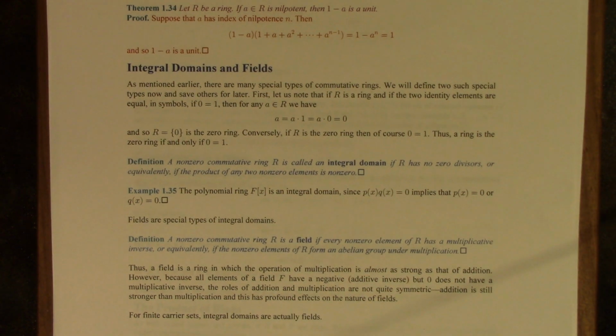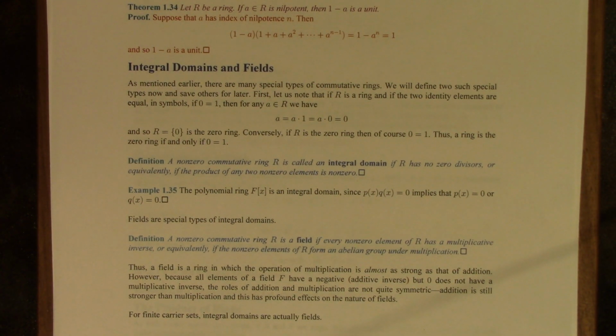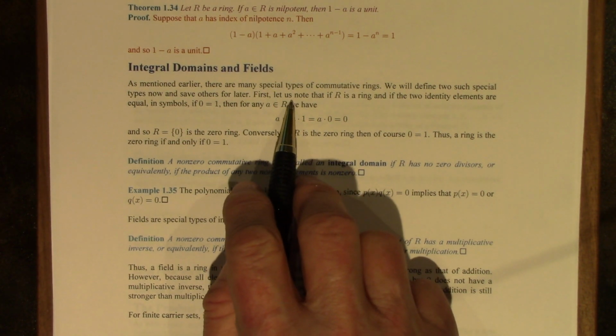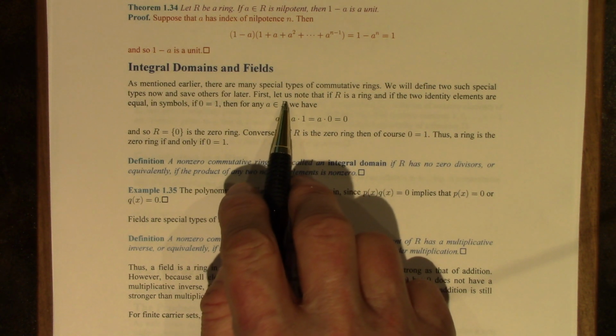As I mentioned in the introductory lecture to this course, it's customary in elementary ring theory to study several different special types of, in particular, commutative rings. And I'm going to define two of these special types now so that we can talk about them and save the others for later. But I want to make a comment first that may, at this moment, seem unrelated. It's a sort of a trivial little thing.